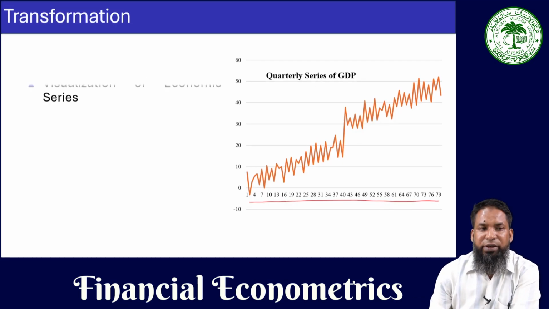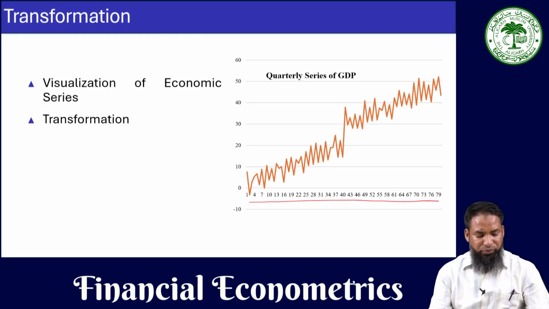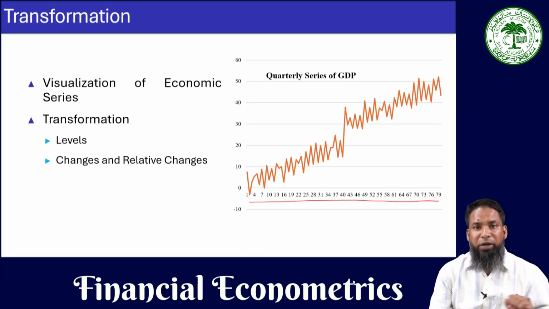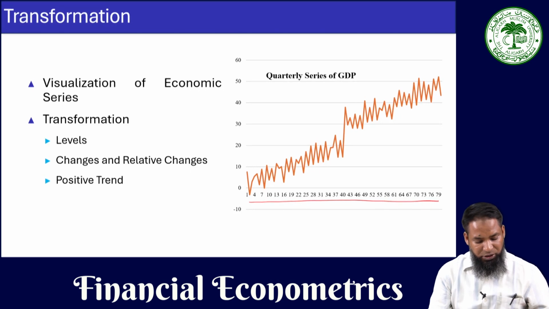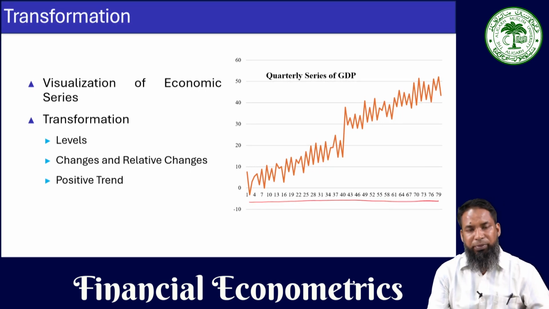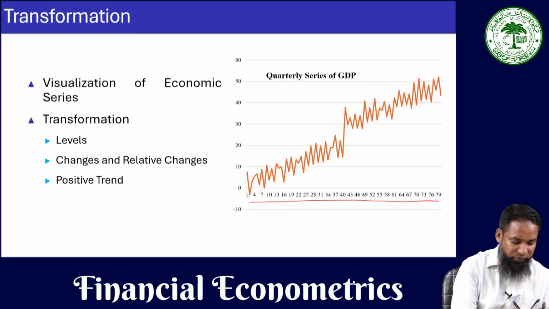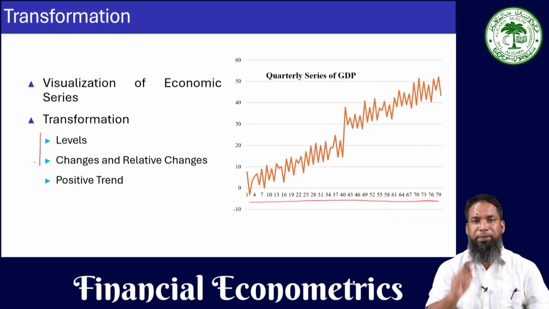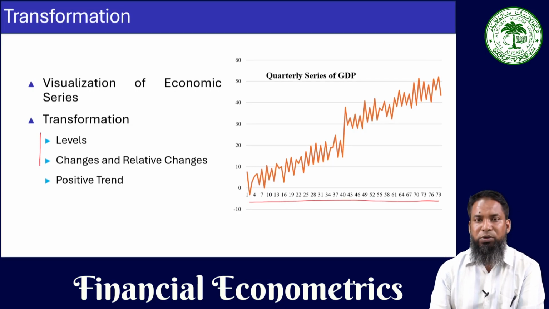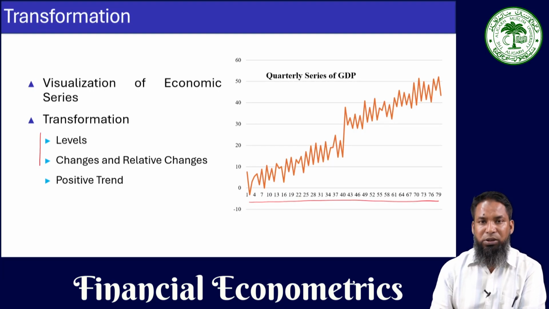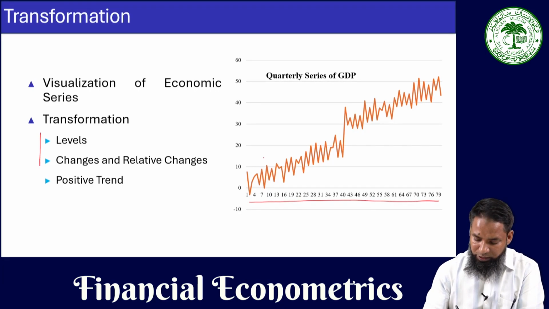Now what we can observe here is that the time series could be at level, or we can change it to relative and absolute terms. These are certain ways we can transform the data. However, one thing we observe here is that there is a positive trend in the data.